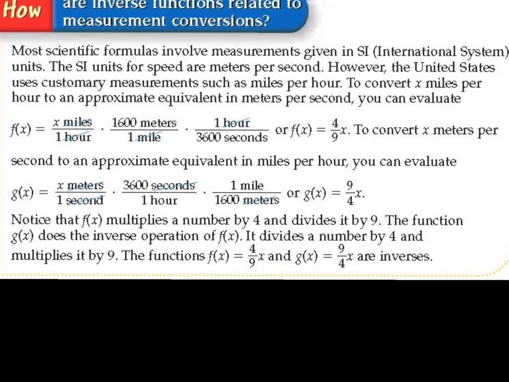To convert x meters per second to an approximate equivalent in miles per hour, you can evaluate x over 1 meters per second times 3,600 seconds in an hour times 1 mile in 1,600 meters, which is the same as g of x equals 9/4 x. Notice that f of x multiplies a number by 4 and divides by 9. The function g of x does the inverse operation of f of x. It divides a number by 4 and multiplies it by 9. The functions f of x equals 4/9 x and g of x equals 9/4 x are inverses.